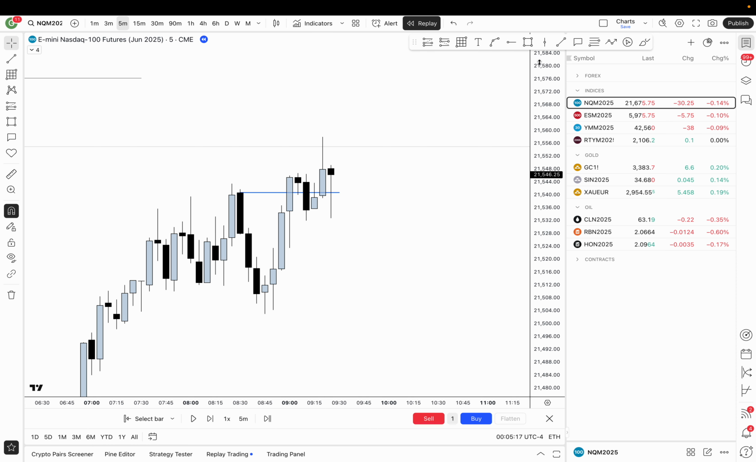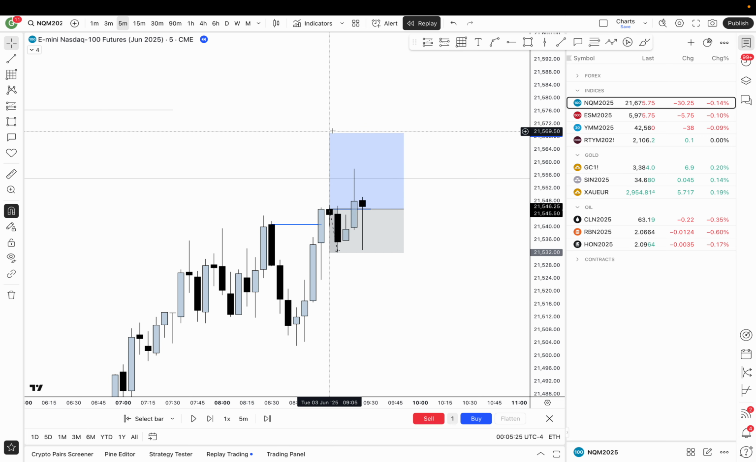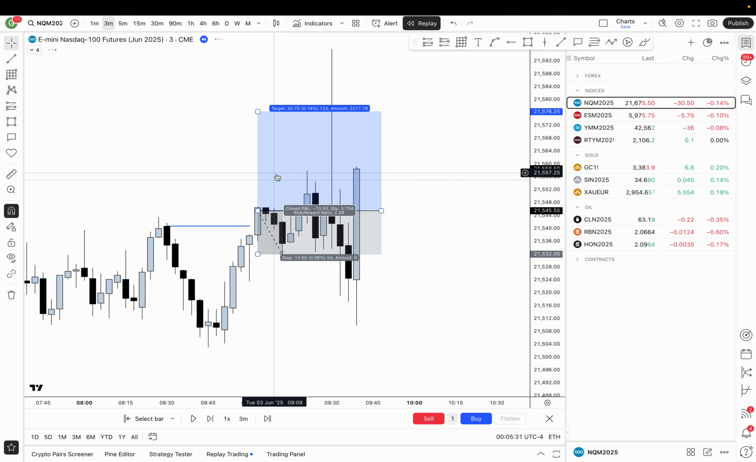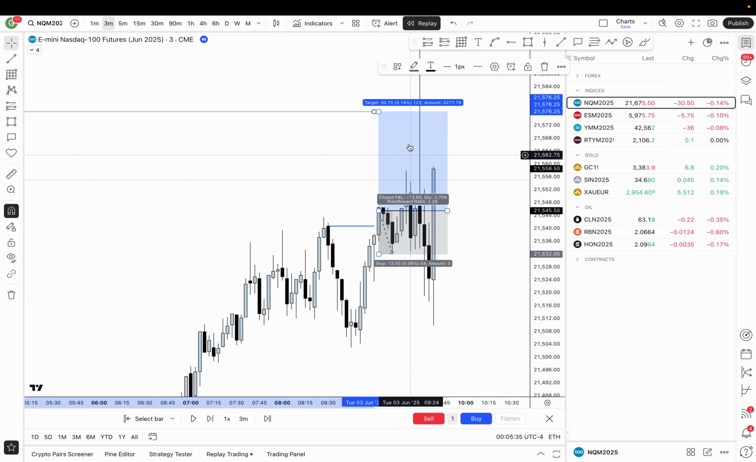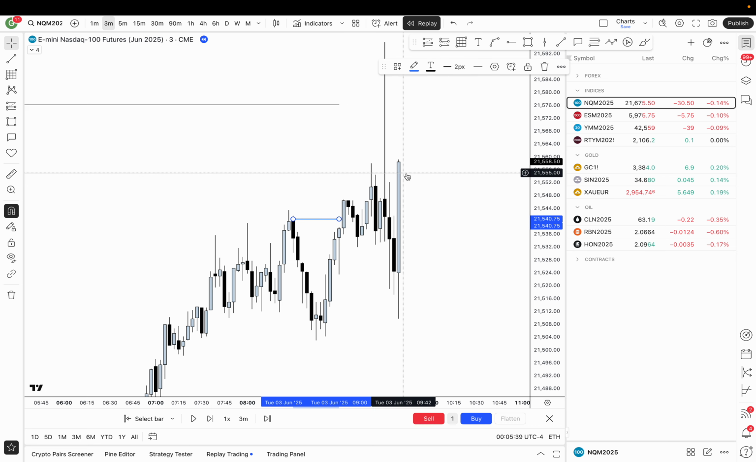Now, why wouldn't I enter this prior to the driver? It's too small of a range, in my opinion, to be safe to say this is going to hold. Now it does hold, but it comes very close. You're going to see it actually does hold. See, it doesn't take it out. It hits this high, and then it comes back. So you could have taken that win, but it's just too small for me to trust that.